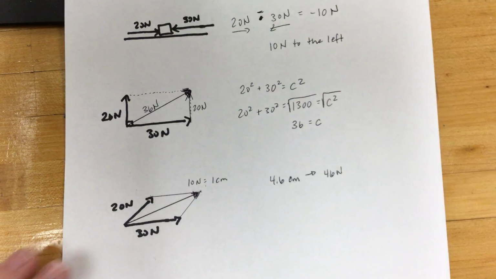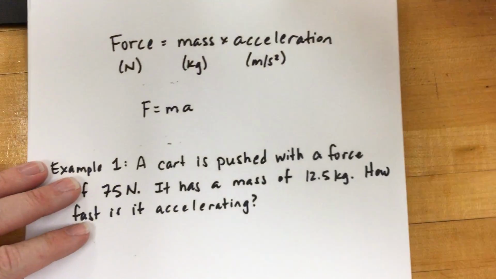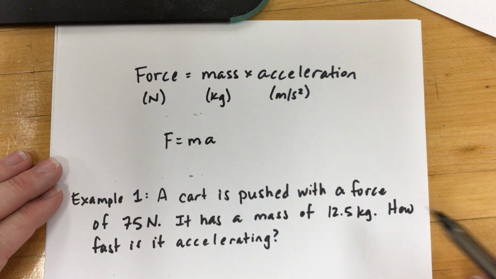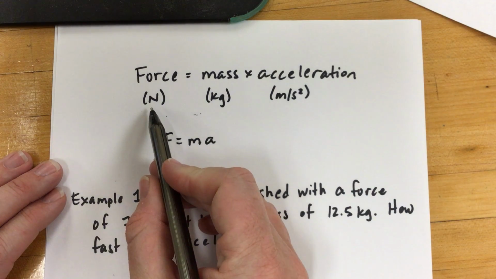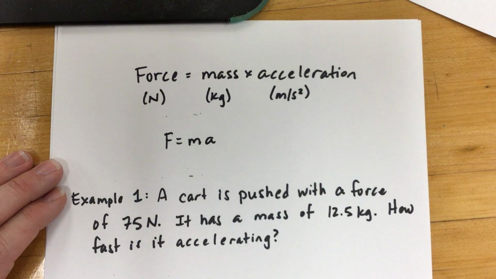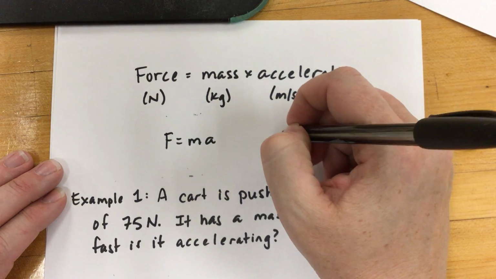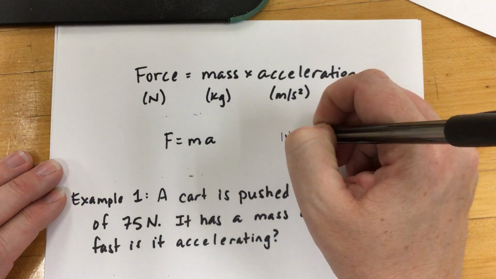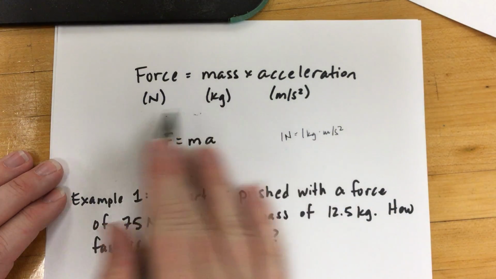Another part of what we talked about when we were talking about doing forces is the equation that we use. It's force equals mass times acceleration. Force is measured in newtons, mass is measured in kilograms, and acceleration is measured in meters per second squared. We see this as F equals ma, and we need to keep in mind that 1 newton is equal to 1 kilogram times meter per second squared, and our units here represent that.